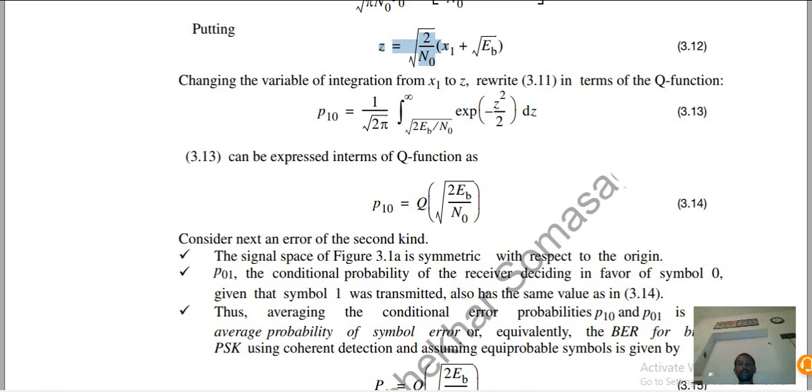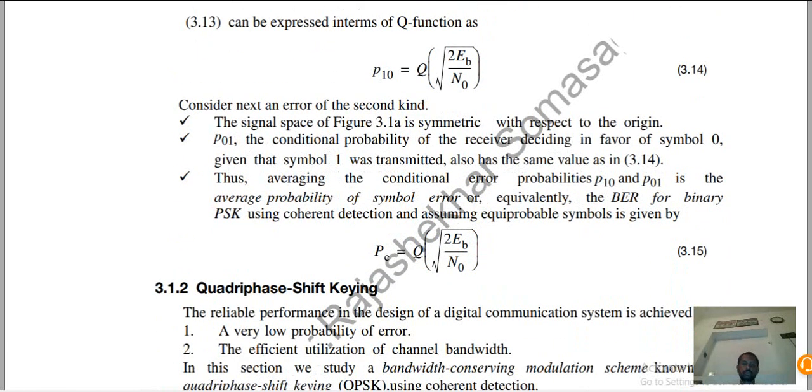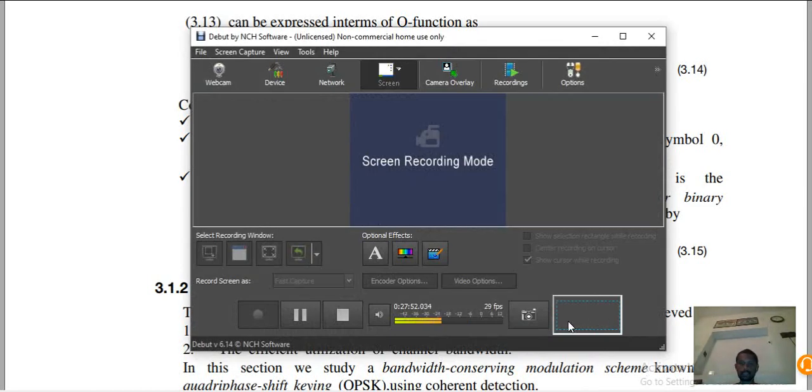This is called the bit error rate for the binary PSK, which is shown here, and the probability of error is equal to, taking 2 times and adding those two, it gives the same Q function, Q of square root of 2Eb by N naught. We get the same value. This is the first topic, which is complete, and we continue to the next topic further.